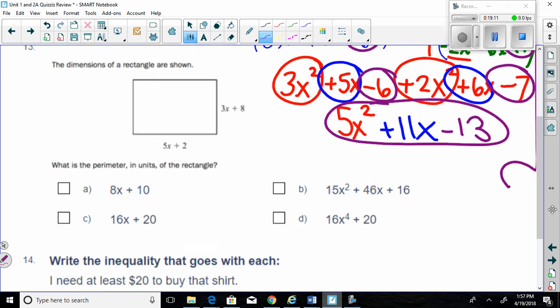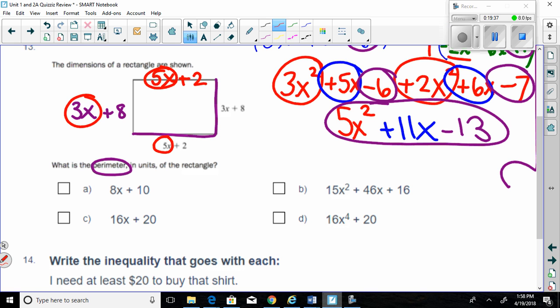All right, next one. What does perimeter mean? The outside. Adding the outsides, right? So a lot of people just add these and get 8x plus 10, but that would only be half of the perimeter, right? So if this side's 3x plus 8, what's this side? 3x. And if that side's 5x plus 2, what's this side? And so then you just combine like terms. What's 5x plus 5x plus 3x plus another 3x?